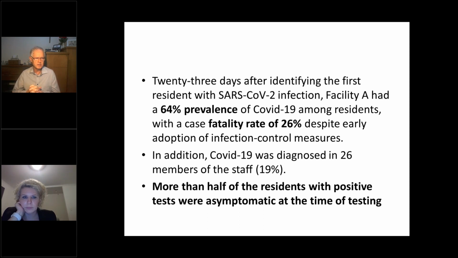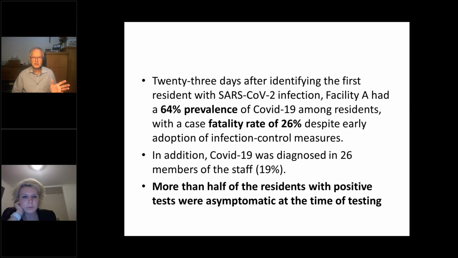They tested everybody. And they found a 64% prevalence of COVID amongst residents, with a case fatality rate, again, of close to 1/3, 26%. And that occurred despite the early adoption of control measures. And COVID was diagnosed in 20% of staff. The interesting thing, the bottom line there, more than half of the residents with a positive test for COVID were asymptomatic. So even in this elderly population group, a large number of them were becoming infected and were asymptomatic.